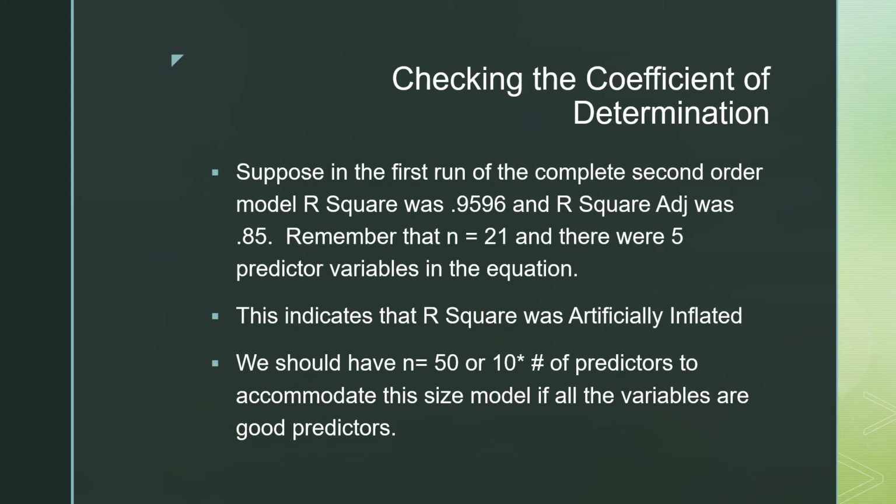We had 21 samples and 5 predictors in that first equation. So that is the cause of the artificially inflated R squared, because R squared will keep going up every time we enter a new predictor in the model, even if it's not a good predictor. So we should have had a sample size of 50, or 10 times the number of predictors, to accommodate the size of a complete second order model here.